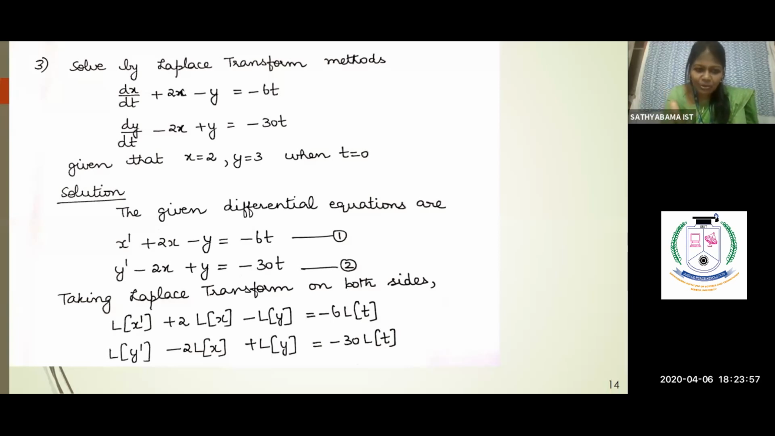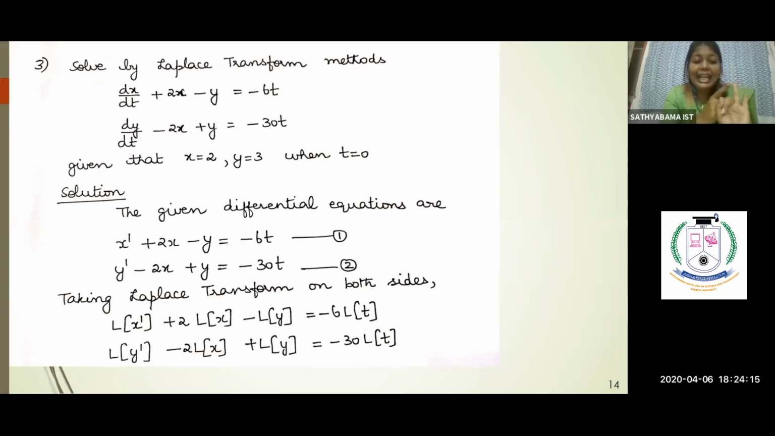y dash minus 2x plus y equal to minus 30t. Step 1 is over. You've replaced dx by dt by x dash, dy by dt by y dash. Okay, let's go on to step 2. What do you do in step 2? You're going to apply Laplace transform on both sides. So simply apply Laplace on both sides.